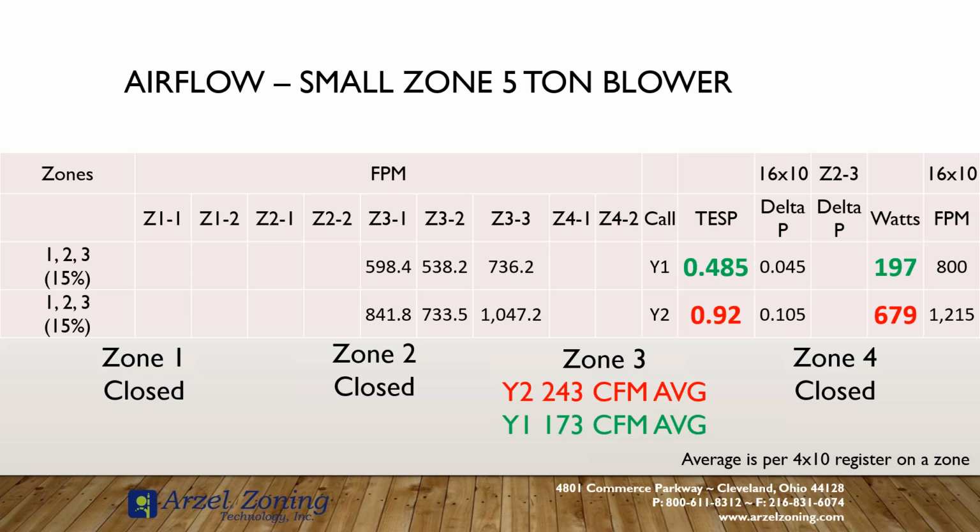And looking at my feet per minute coming from my registers themselves, 498, 538, 736, I see that I have a little bit of room for air balancing to bring that third register in, because that'll increase my velocity from my other registers. But I look at my average CFM delivery. So I got 173 CFM being delivered into that zone with the Y1 blower using half the amount of energy that my blower was using prior to deliver almost twice the airflow.